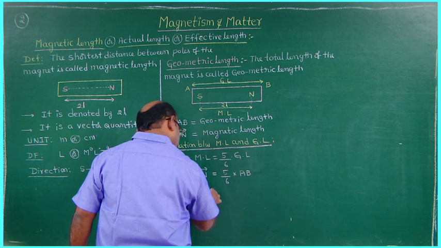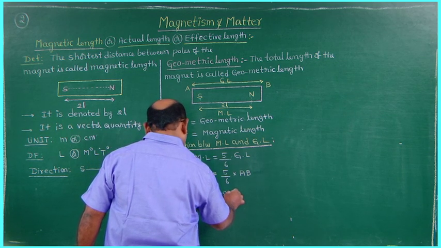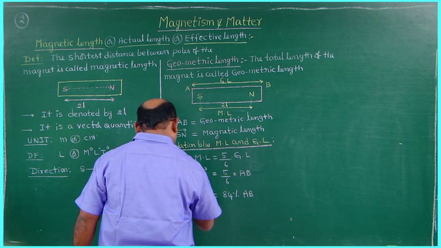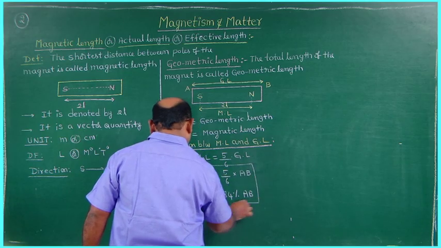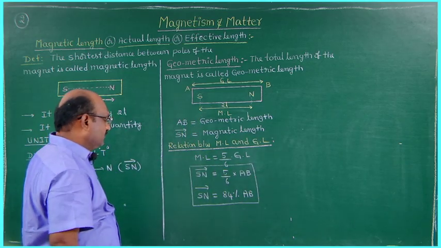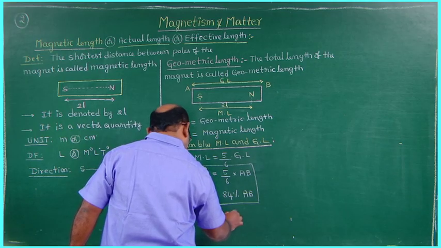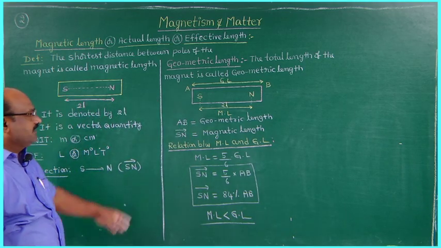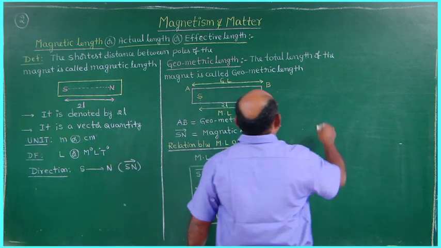Now, magnetic length SN bar is equal to 5/6, that is nothing but 84% in terms of percentage, 84% of the geometric length. And you have observed the magnetic length is always less than the geometric length. So, this is about magnetic length and geometric length.